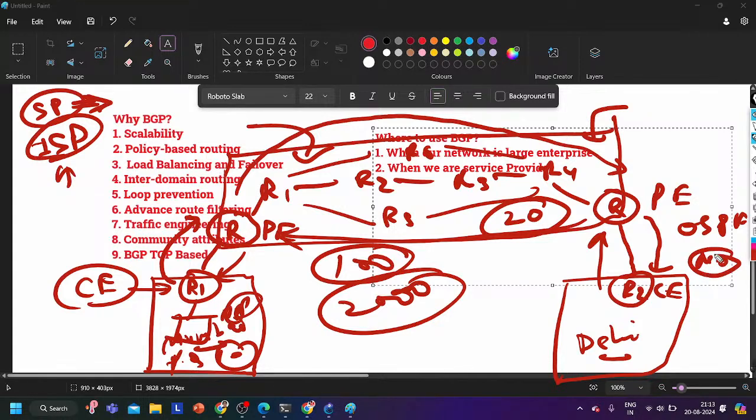We cannot use OSPF because, again, guys, the service provider PE router belongs to the service provider network. And definitely the service provider will be using a different AS number, right? Got it. So here also we will configure only the BGP protocol. Whenever we are a service provider, we will use BGP in the service provider network. Between PE to CE, meaning between provider edge to customer edge, we will use the BGP protocol.